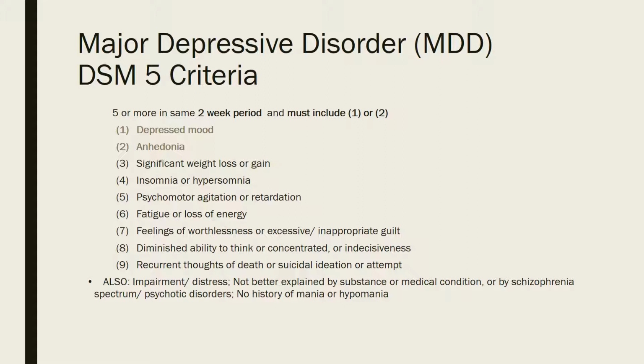And then there's a note in the DSM that the impairment and distress is not better explained by a substance use or by a medical condition or by schizophrenia spectrum or psychotic disorder. Substance can be kind of illegal drugs or alcohol, but they could also be prescription drugs too. And then no history of mania or hypomania. So we're going to talk more about mania and hypomania when we look at bipolar, but mania is defined as this just intense, wonderful, awesome, I'm on top of the world feeling, and it looks like you're totally out of control. So it's just this intense feeling of being, it's almost like feeling high. So if that's present, then we're probably not looking at a major depressive disorder. So we will talk more about that this week.